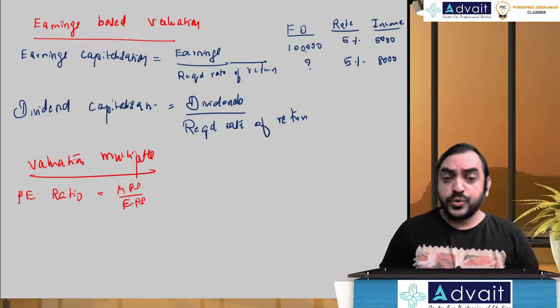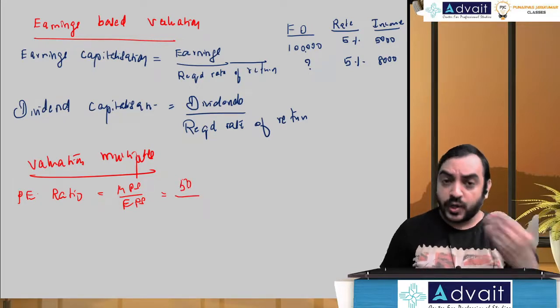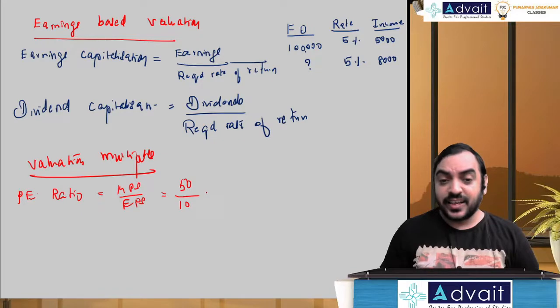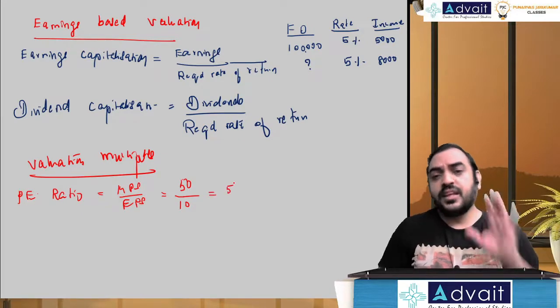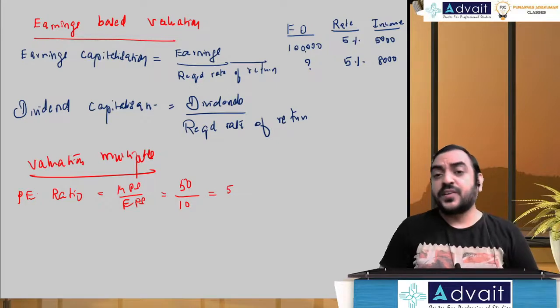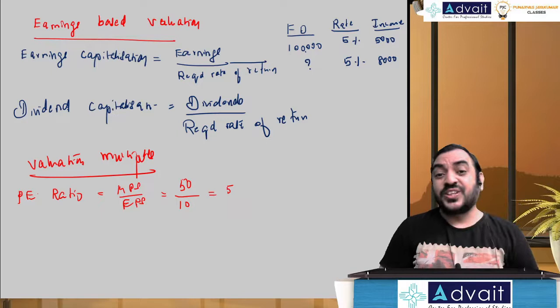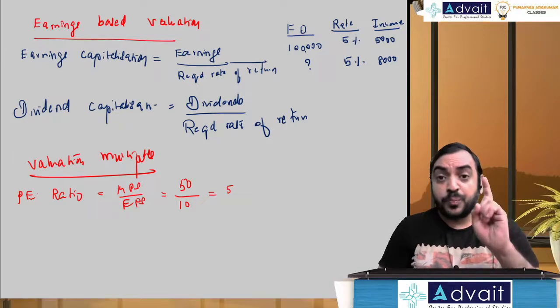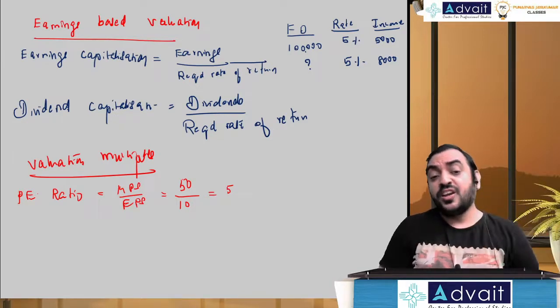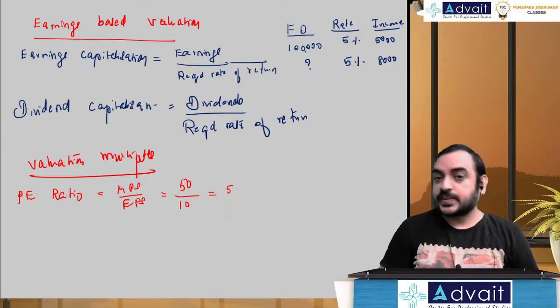What we are going to use is like this. Suppose we got the answer as market price currently is 50 rupees. Earnings per share is currently 10 rupees. So you say PE ratio is 5. What does this 5 represent? The company is worth 5 times its earnings. If they make 1 rupee profit, people are ready to pay 5 rupees. The company is worth 5 times its earnings.